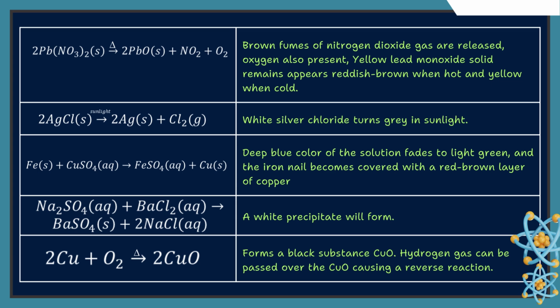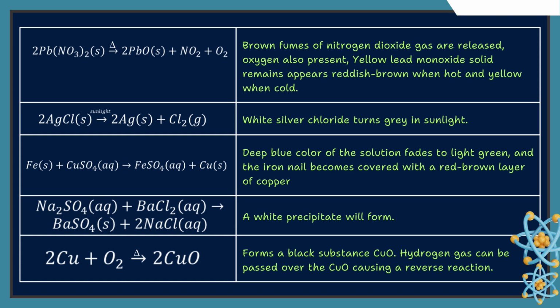Alright, more reaction examples on this page. We're looking at what happens in a few different chemical changes. First, when we heat lead nitrate, it breaks down and makes lead oxide, nitrogen dioxide, and oxygen. That nitrogen dioxide gas you'll see? It's a brown gas. And the lead oxide left behind changes color depending on how hot or cold it is.